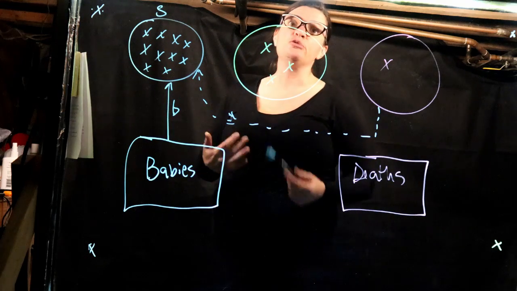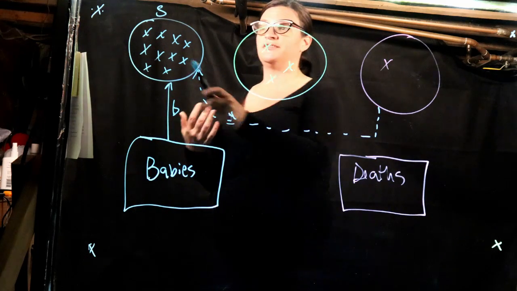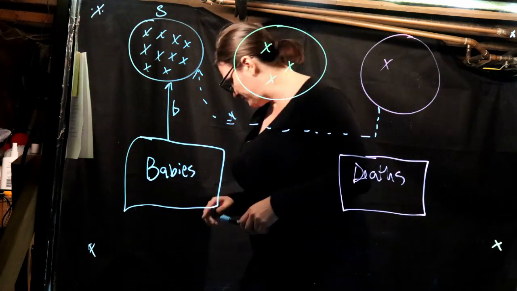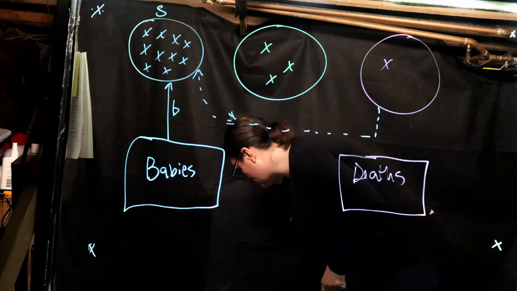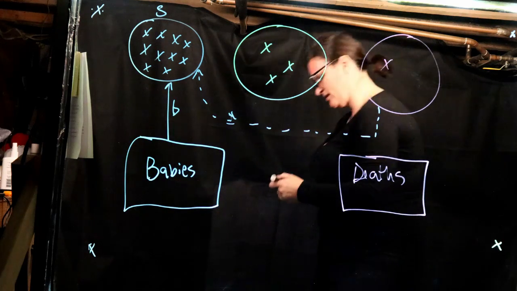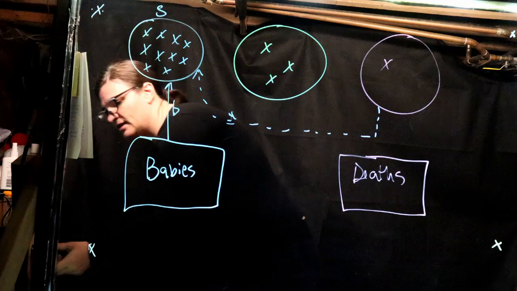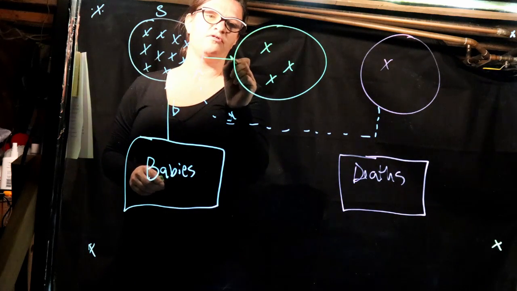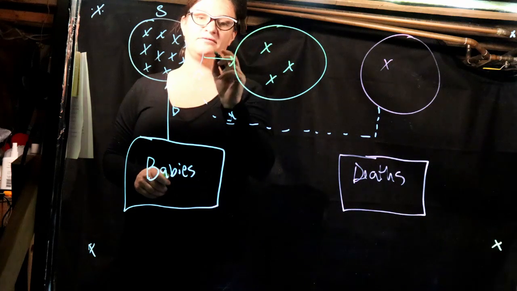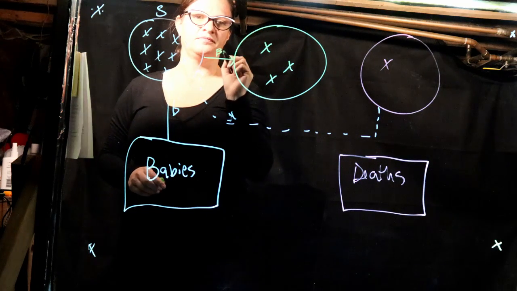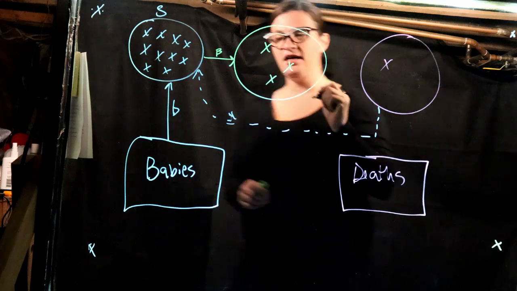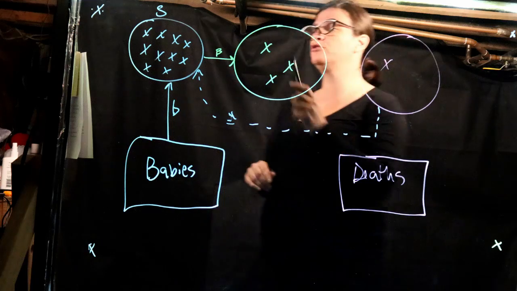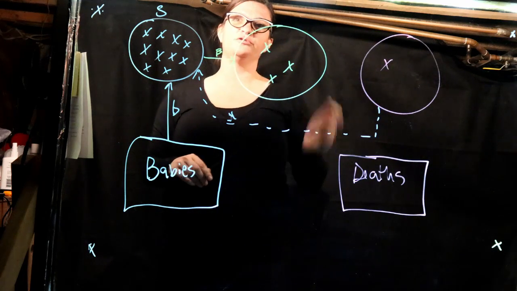Okay, so now there are two ways for individuals to transfer from the S class into one of these other bins. One way is what we call beta, and that's moving from susceptible to infected. The other way that individuals can move out of S is through death.